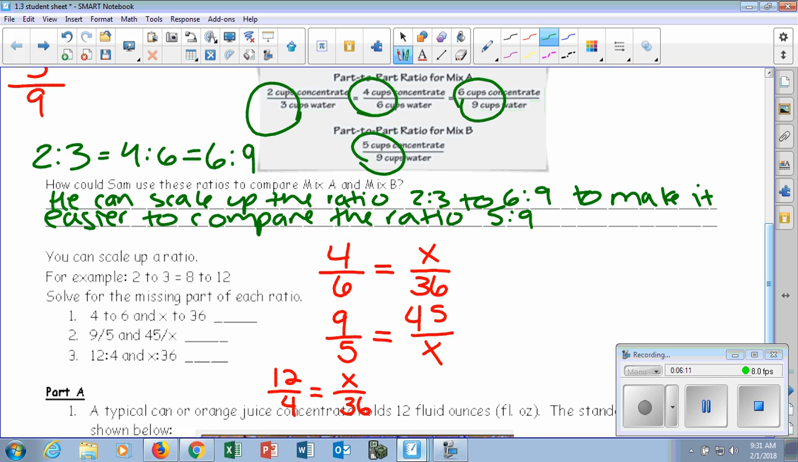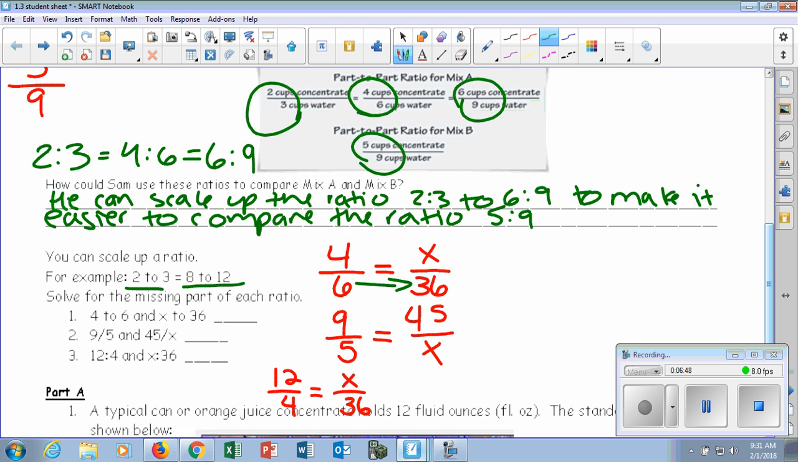You can scale up a ratio. For example, 2 to 3 and 8 to 12 is a scale up. Well, what is it going up by? We're going to try to do that with these down here. We have 4 over 6 and x over 36. What is it scaling up by, right, for number 1 to go from 6 to 36? It's scaling up by 6.